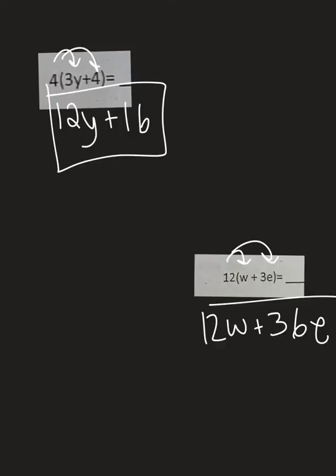Can't combine like terms there. For this one, 12 times w, or 12 times 1w, would give me 12w. And then 12 times 3e would give me plus 36e. Can't combine like terms there either, so we are done.